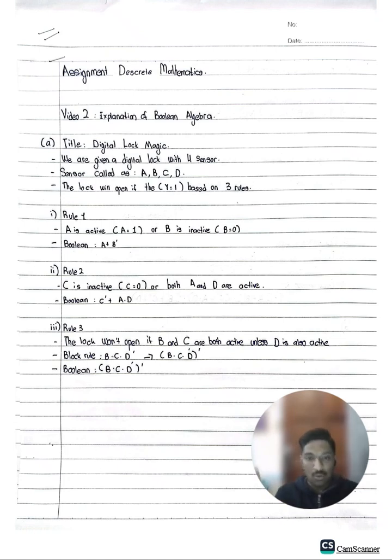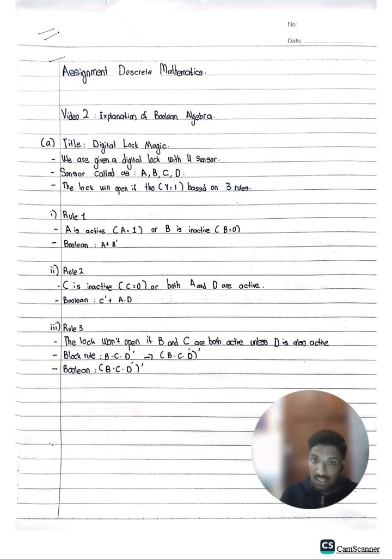So what are the rules? Let me give an introduction for the rules. Rule 1: A is active, which means A equals 1, or B is inactive, which means B equals 0. The Boolean expression is A plus B bar. Rule 2: C is inactive, C equals 0, or both A and D are active, which means A equals 1, D equals 1. The Boolean expression is C bar plus A times D.